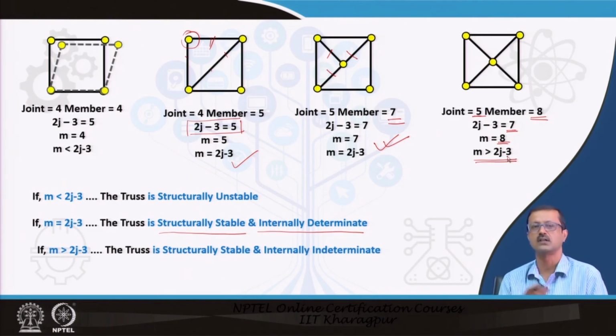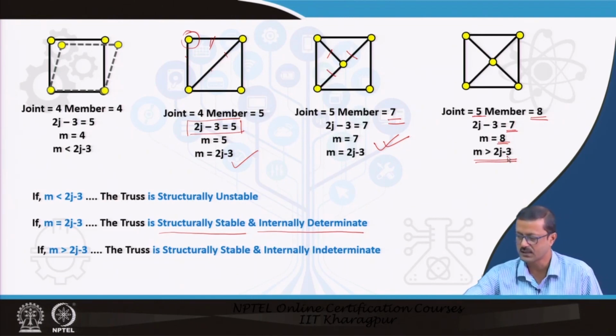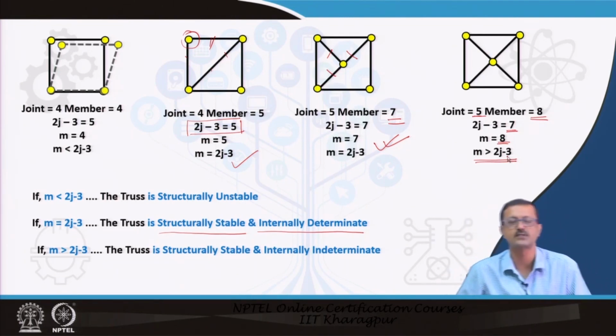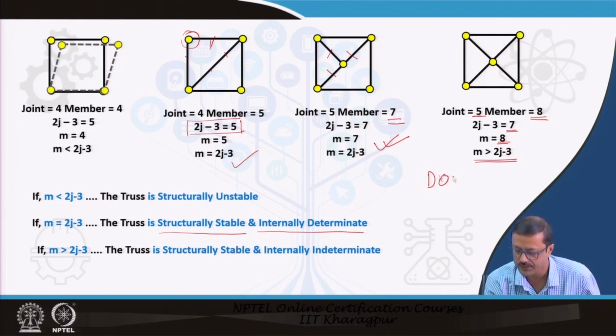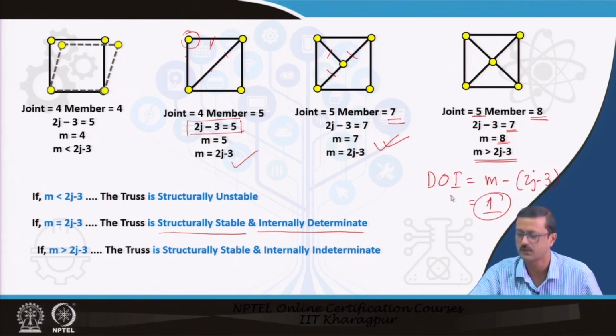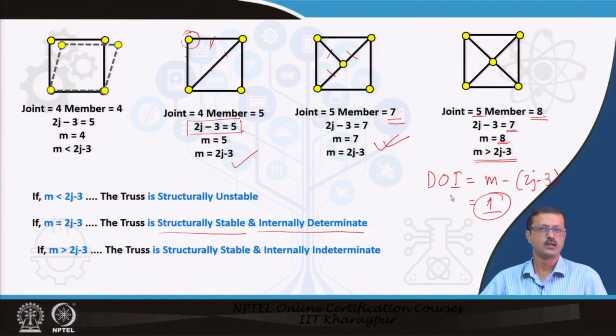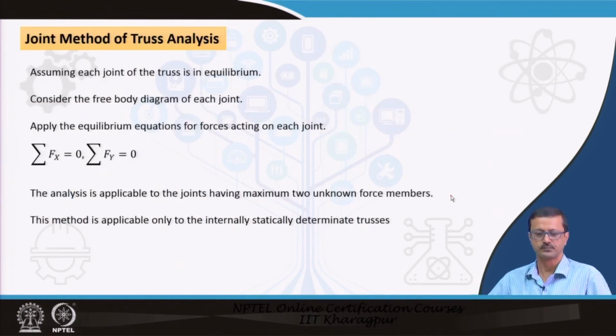So, I cannot actually find out all the 8 member forces by virtue of sigma Fx equal to 0, sigma Fy equal to 0 equations. I have to search for one extra equation, because the degree of indeterminacy here is m minus (2j minus 3), which is equal to 1. So, 1 degree of indeterminacy. So, I require one such equation.